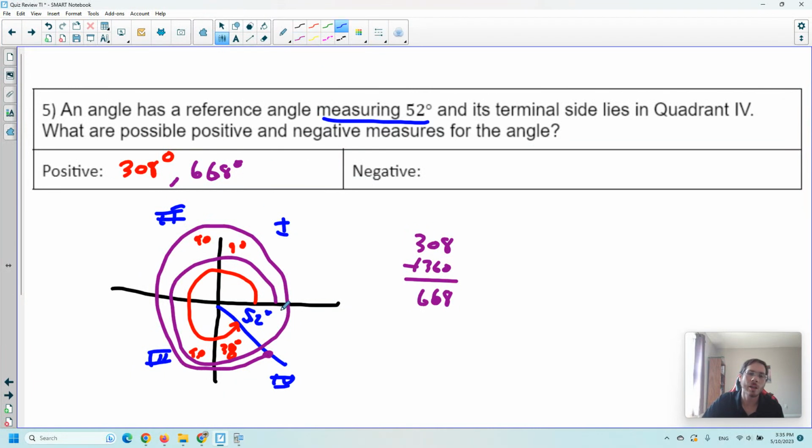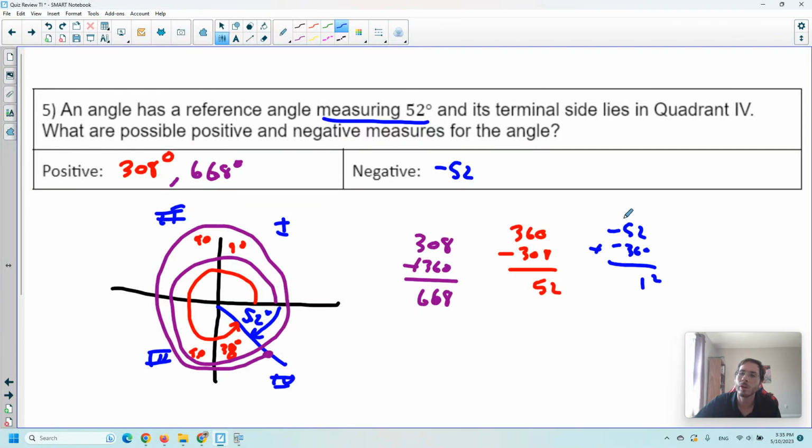If I want to get a negative angle, I'd have to go backwards, but that's kind of nice and easy. That's just negative 52. If I didn't want to calculate that, again, I could just take my 308 and do 360 minus 308. If I do that, I'll end up at 52, and that gives me my negative 52. If I want, I can go even further. I could do negative 52 plus negative 360, so negative 412. All those would be acceptable answers. We just need one. So if you want to do those 308 and negative 52, that's what it would be.